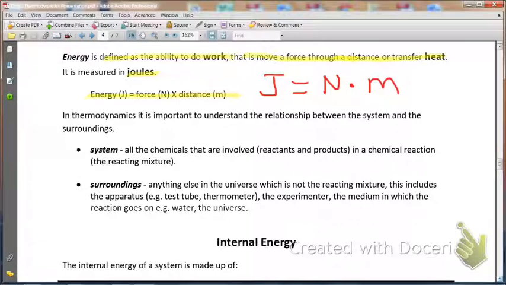Okay, so that's it for this lecture video as a quick introduction to thermodynamics and what it is. Make sure you study these notes closely to prepare for the quiz that will be in class. So that is it for now.